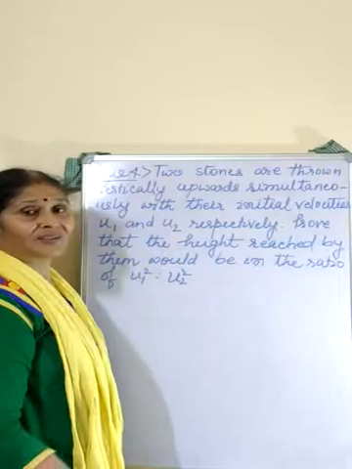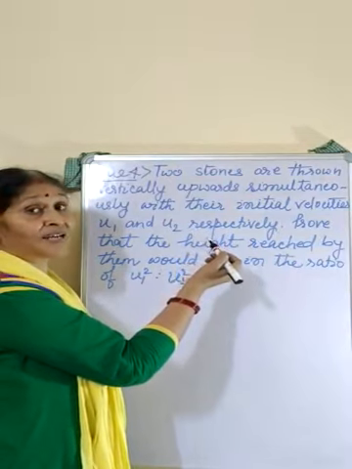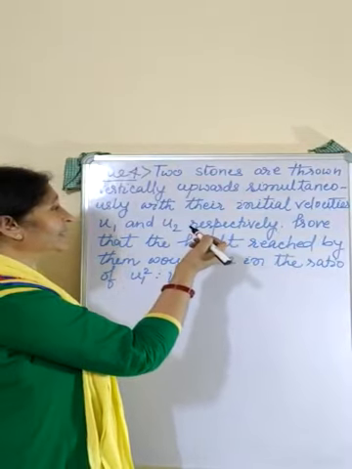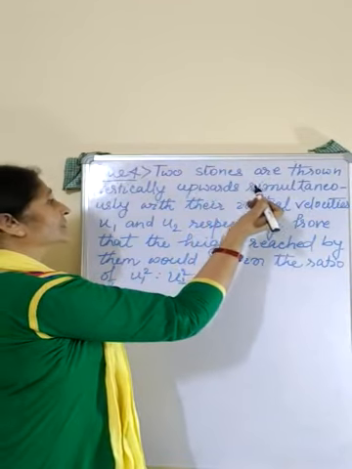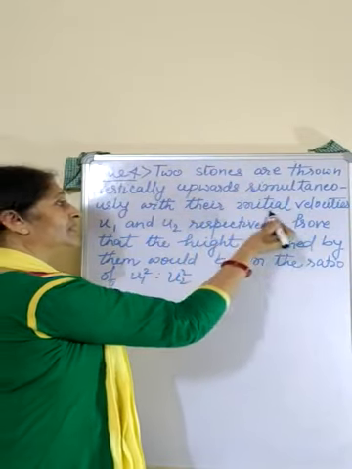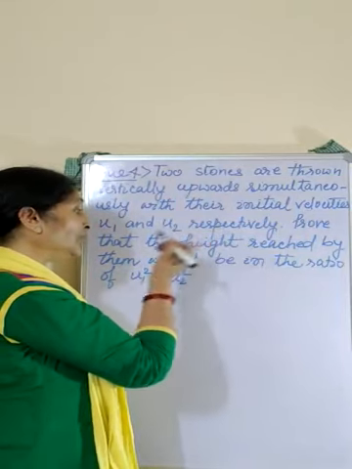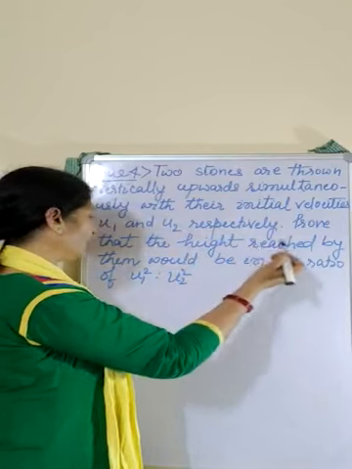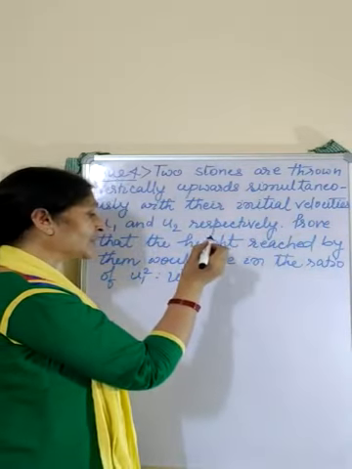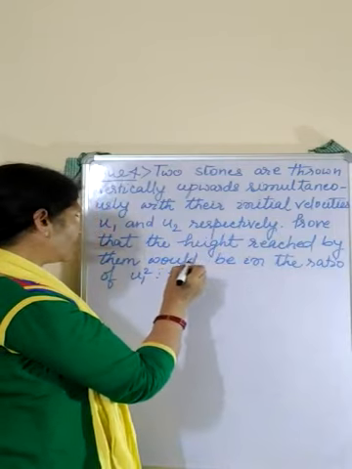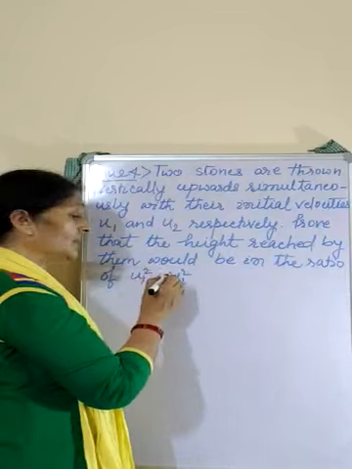Let us come to this question. I hope this will be the second last question. Let us see. 2 stones are thrown vertically upwards simultaneously with their initial velocities U1 and U2. Prove that the height reached by them, means maximum height reached by them, will be in the ratio of U1 square by U2 square.